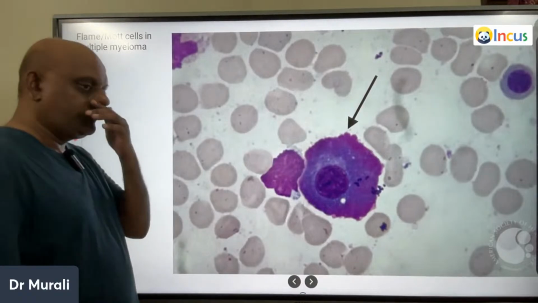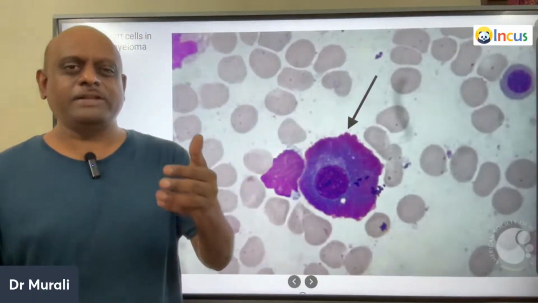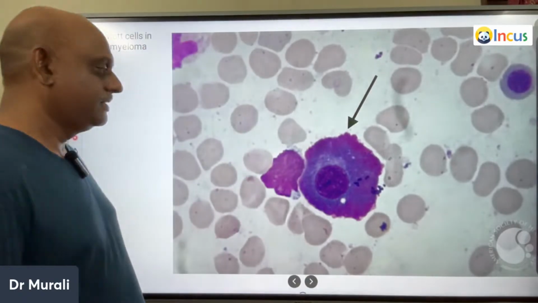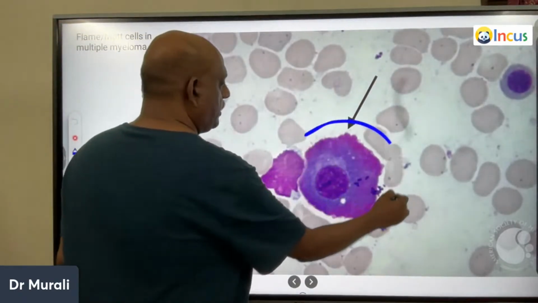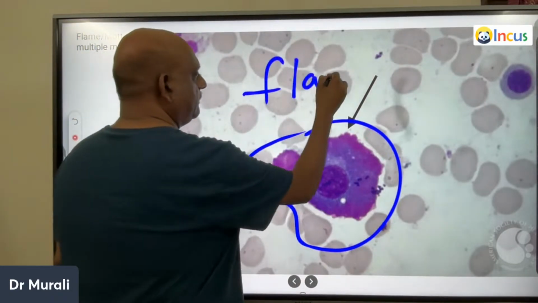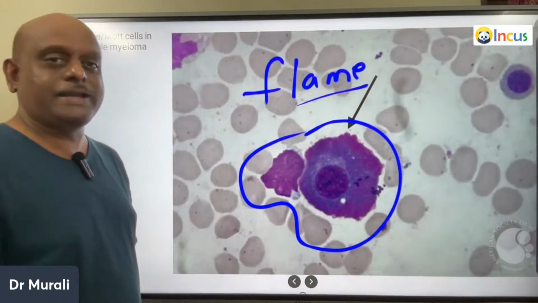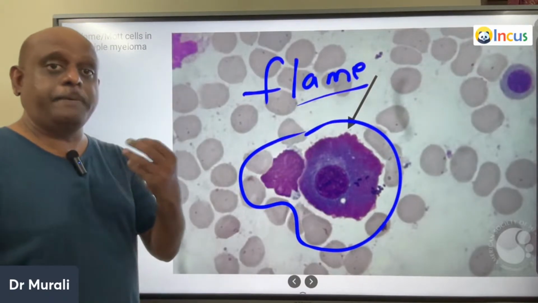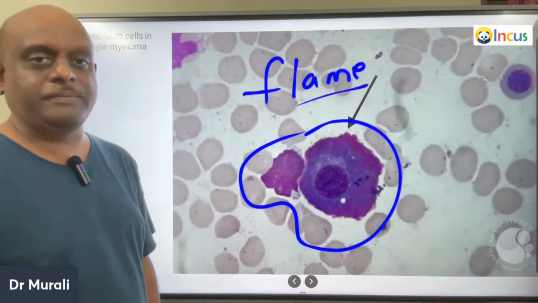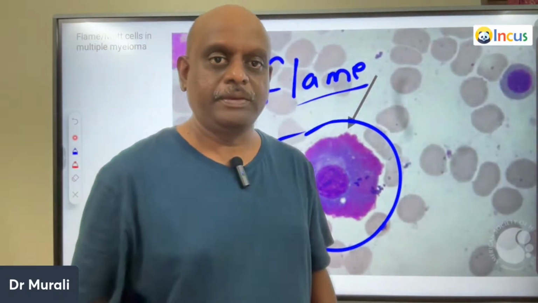Then in multiple myeloma, the cells which are loaded with the immunoglobulin, what are they called? They are called the flame cells. Flame cells is the name given, which is typically seen in the case of multiple myeloma. A lot of times the question is asked, which you need to be very sure about.